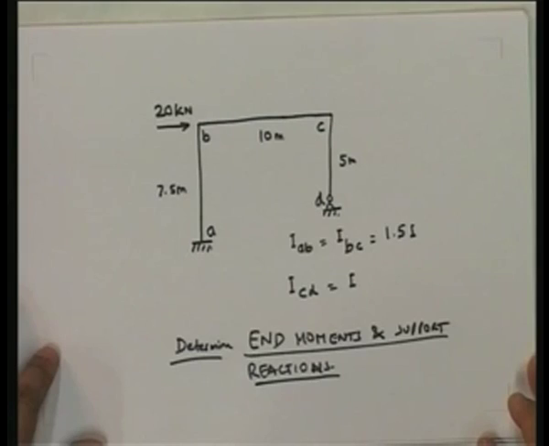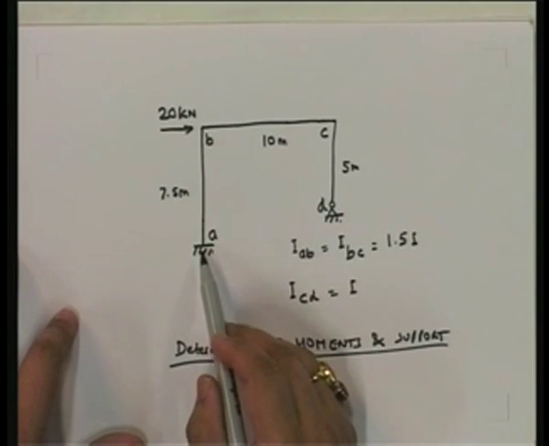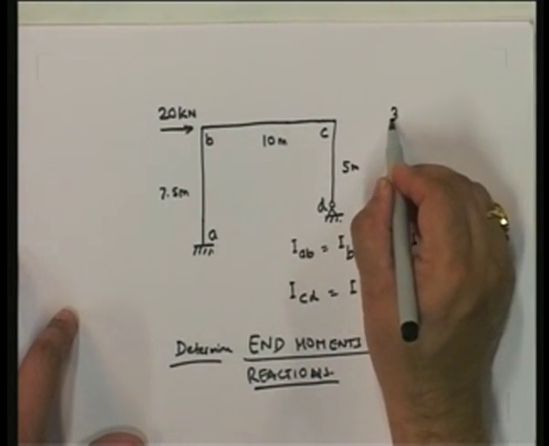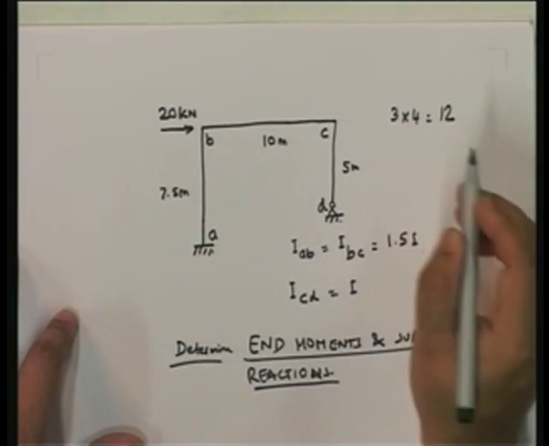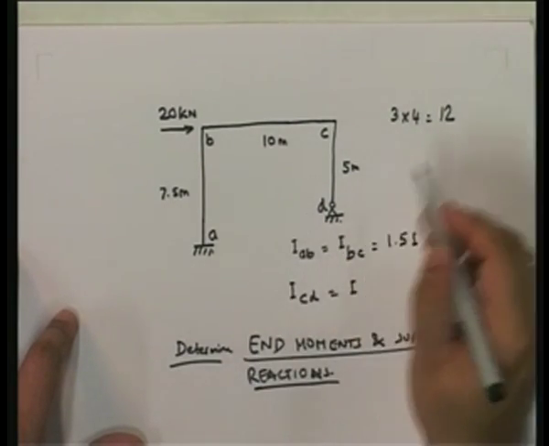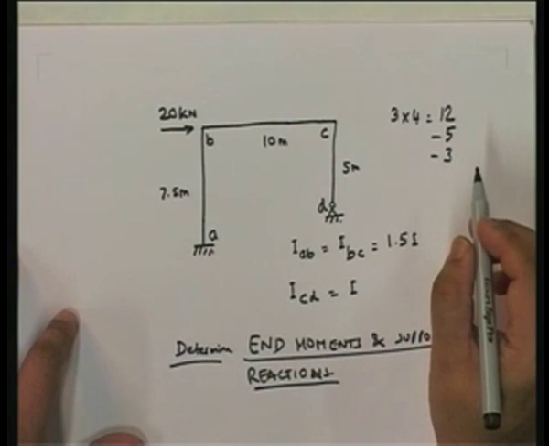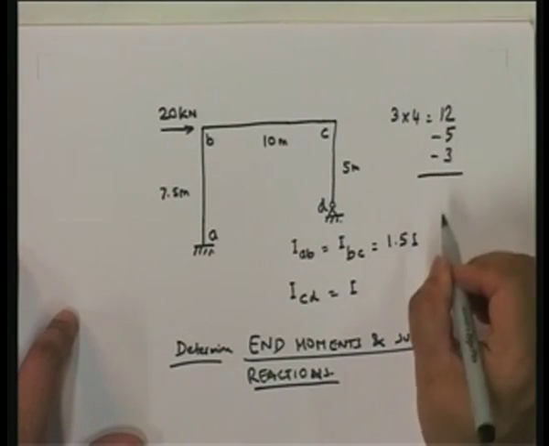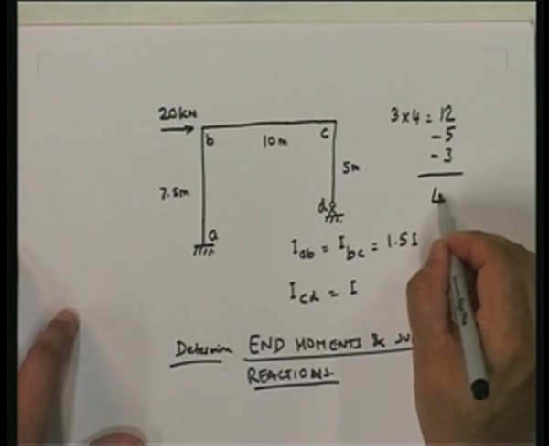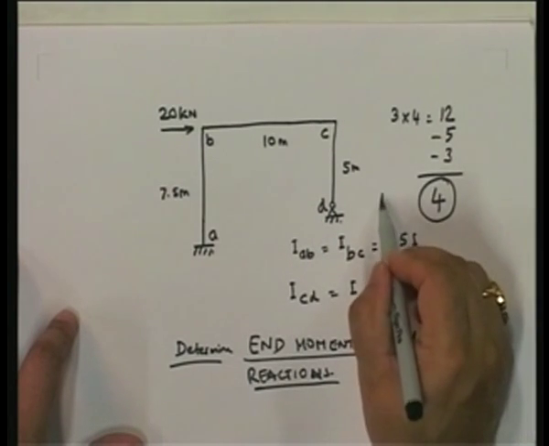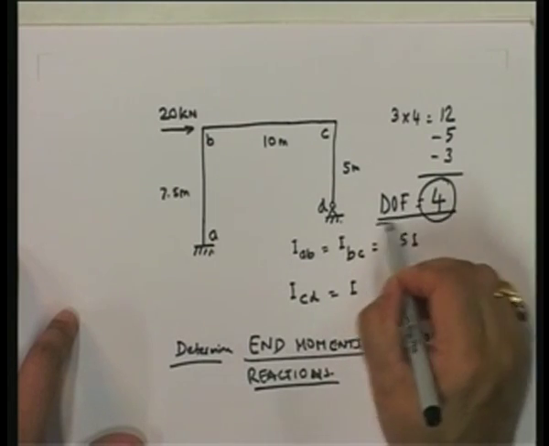The first procedure is to determine, I just said this is a frame with a sway, but you have to convince yourself. So you actually need to find out all the degrees of freedom. How many degrees of freedom? Well, 3 into 4, 12 unconstrained degrees of freedom, 3 plus 2, 5 restraints, and 3 constraints. Degrees of freedom: 12 minus 5 minus 4 is 4 degrees of freedom. So degrees of freedom are equal to 4.